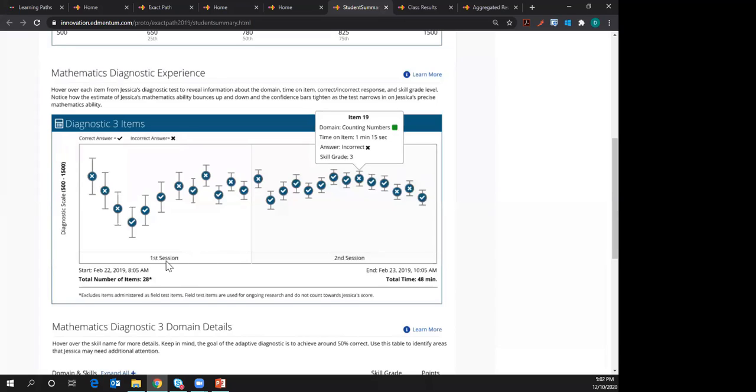I can also see here that it says first session and second session. This just tells me that the student had to pause for some reason and come back and finish the test later. It actually happened right here. This light gray line is where that break occurred. So they stopped and they had to finish the next day, or just later, and they picked up in session 2. There were 28 items on this test. The student took a total of 48 minutes to complete it.